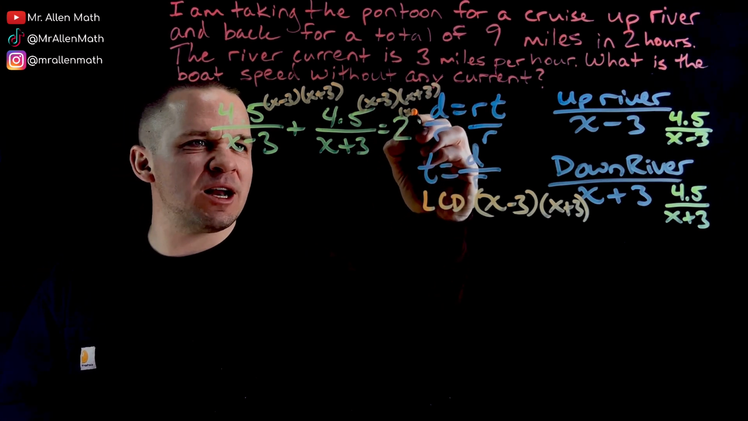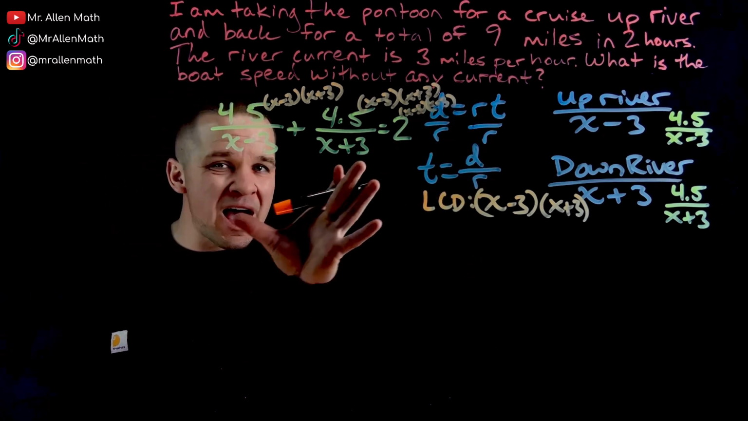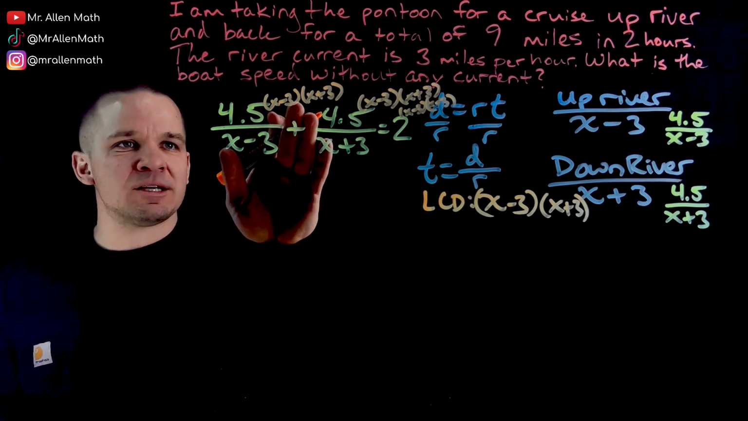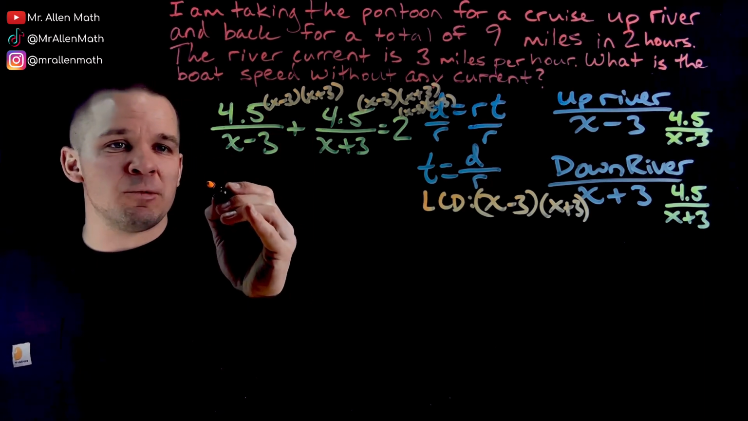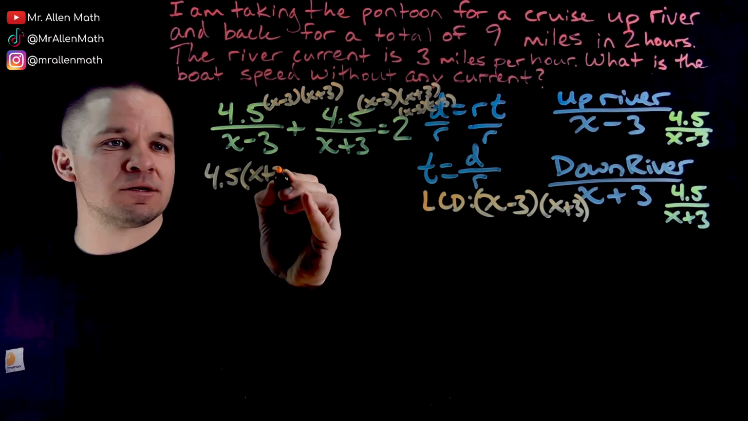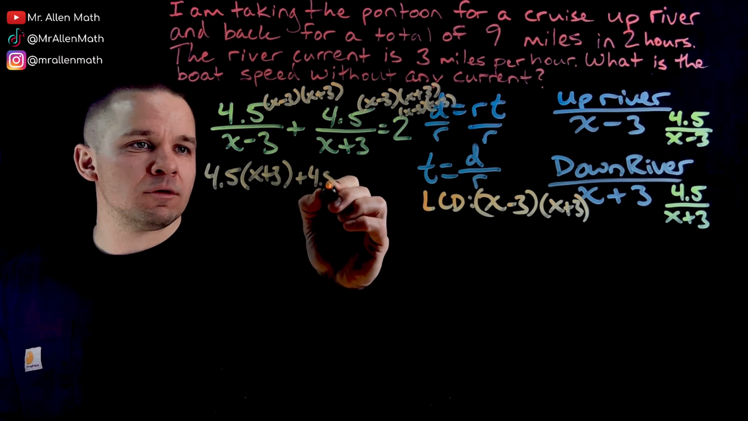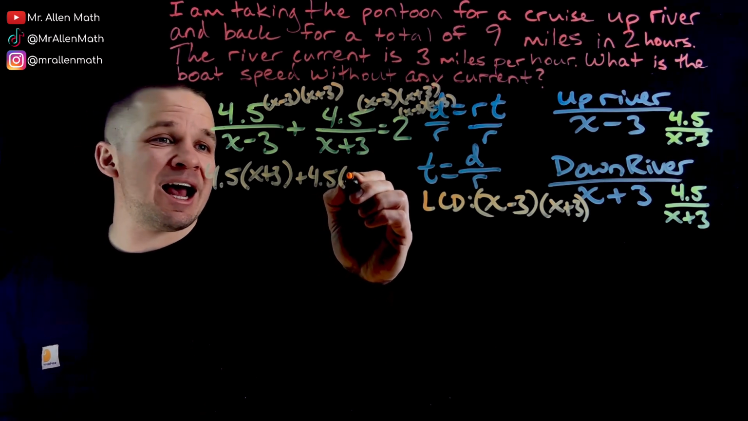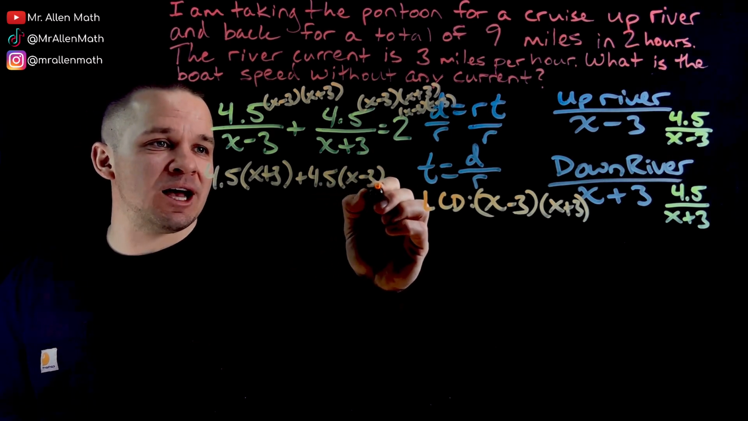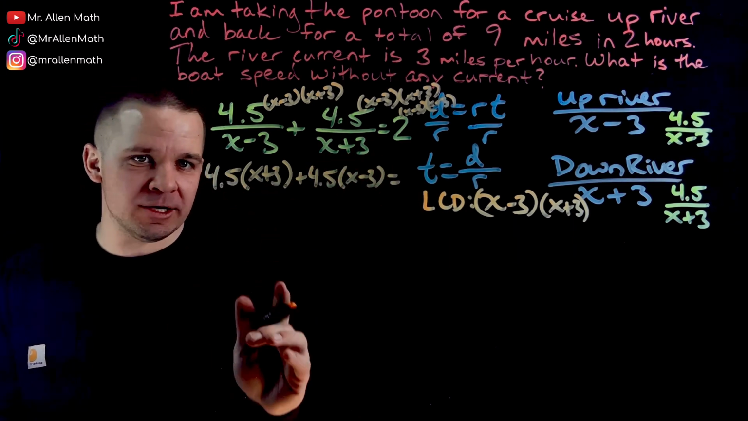Let's see if I can fit it. x minus 3, x plus 3. Okay, cool. There we go. So everything gets multiplied by that. So the x minus 3's here are going to cancel, leaving me with 4.5 times x plus 3. Then for this next one, I got 4.5 times x minus 3 is left, equals, I really should have written this a little bit lower. Pause.